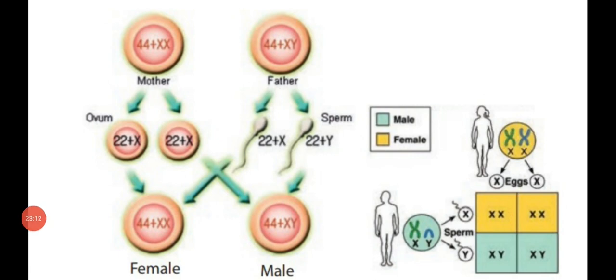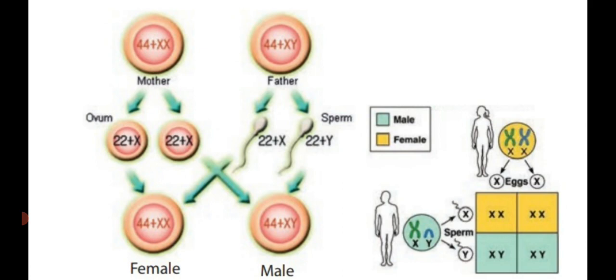Dear students, see the diagram. The diagrammatic representation of sex determination in human is given here. First one, the mother, having 44 somatic chromosomes, body chromosomes, 22 pairs. That is, 22 into 2, 44, plus 1 pair of XX chromosome, mother. That is female. The father has 22 pairs, that is 44 chromosomes, plus X chromosome and Y chromosome.